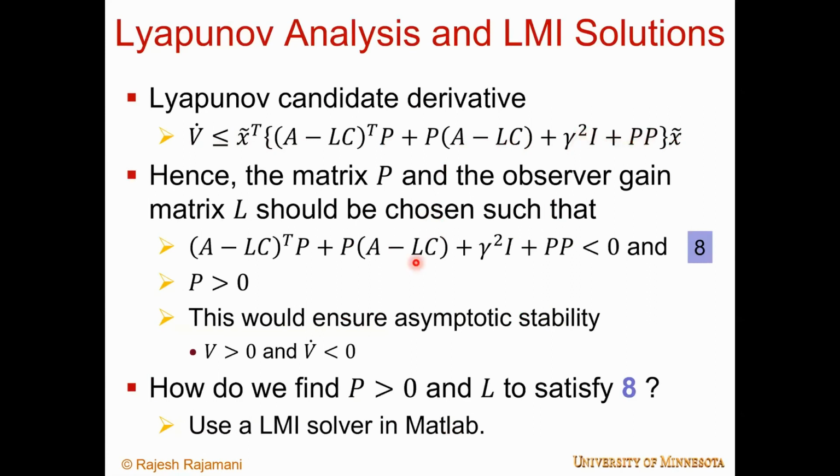And so the conditions for stability are that this inequality needs to be satisfied: A minus LC transpose P plus P A minus LC plus gamma squared I plus PP needs to be less than 0, and P needs to be a symmetric positive definite matrix. That would give you V greater than 0, V dot less than 0, and you'd get a stable observer. So the question is, how do you find L and P to satisfy these two equations? What we do is use an LMI solver in MATLAB to solve these equations and find L.